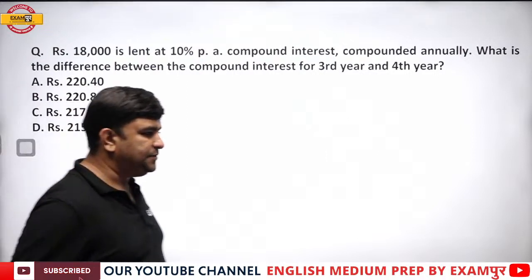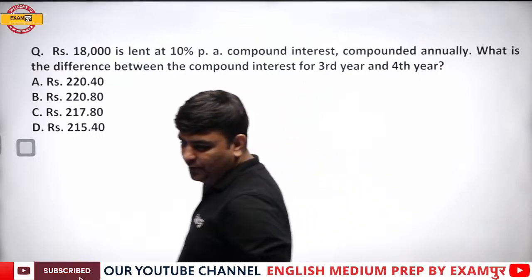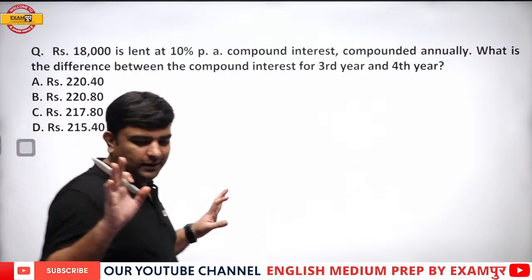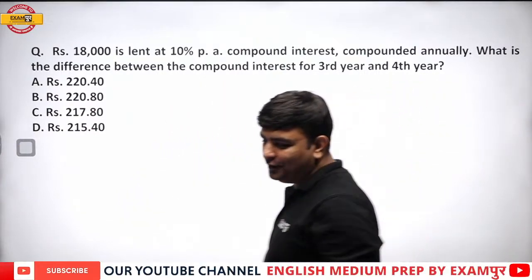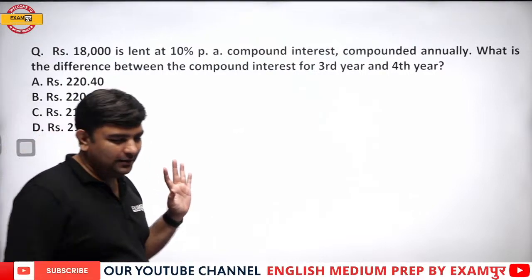What is the difference between the compound interest for the third year and the fourth year? Now, guys, there is no point going for a tree because we generally don't make the tree for 4 years. We generally make the tree for 3 years. So the only option left with you is to become good at the GEM method.